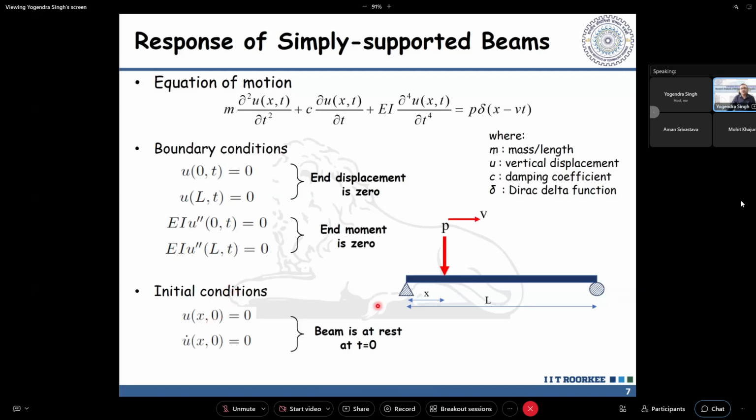And for the initial condition, at t equal to zero, the beam is initially at rest. So the displacement at all points, at all values of x, is zero, and similarly the velocity at all points is zero at t equal to zero. These are our boundary and initial conditions. We will need these to obtain the coefficients of integration when we integrate this equation. So solving that, we can get the response u of the bridge, or the simply supported beam in this case, under this load P moving at a velocity v.